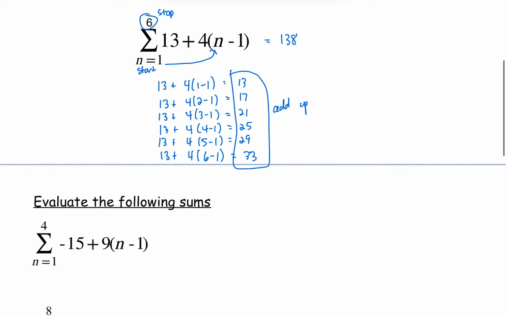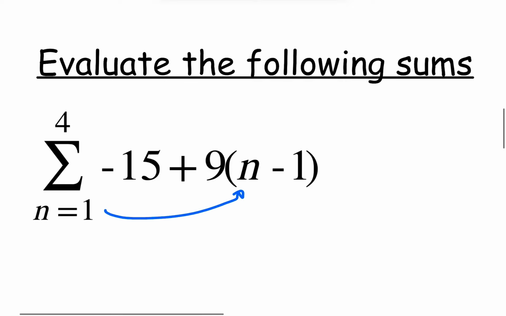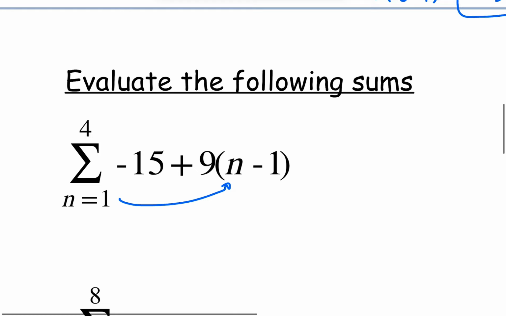So let's look at a couple more here. We're going to plug in 1. So it's going to be negative 15 plus 9 times 0. That's going to be negative 15. Then I'm going to plug in 2. So negative 15 plus 9 would be negative 6. Then I'm going to plug in 3. I'm going to get 3. I'm going to plug in 4. And I'm going to get 12.